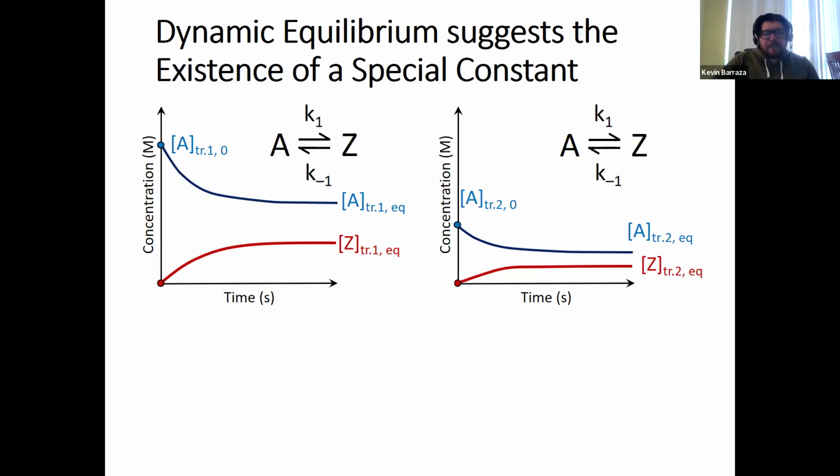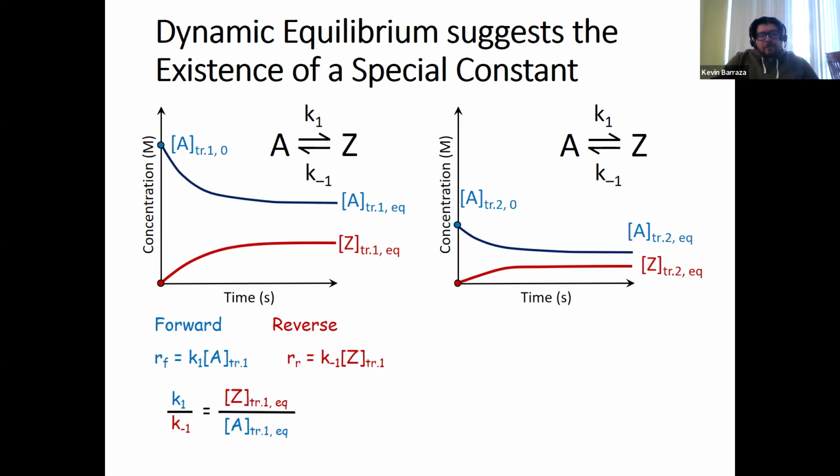Let's actually see why this is important. Let's try this scenario again, using the same reaction but at a different initial concentration. So what I have here is two trials, trial 1 and trial 2. What you'll notice as the difference is that the starting amount of A in the first trial is higher in concentration, and the starting amount of A in the second trial is a little bit lower in concentration. What would be special about this case, if anything?